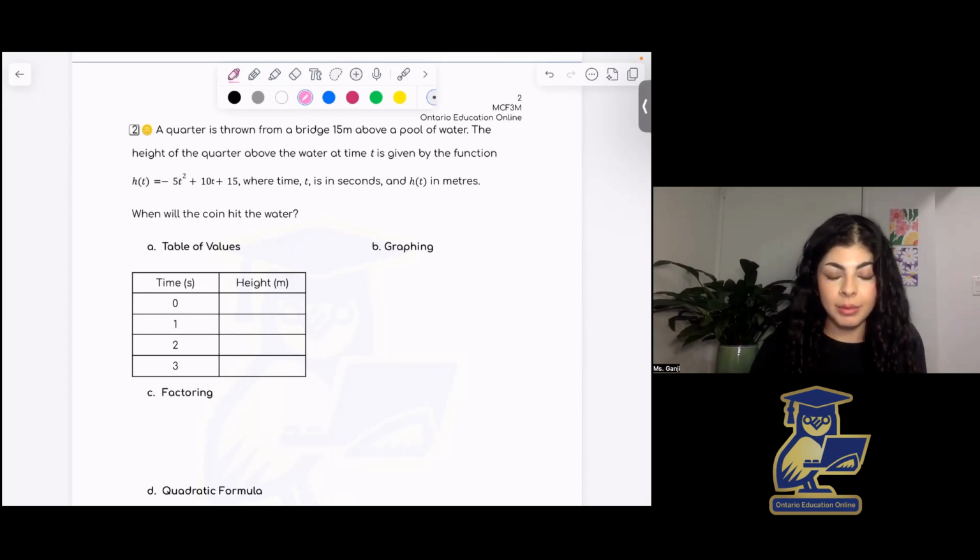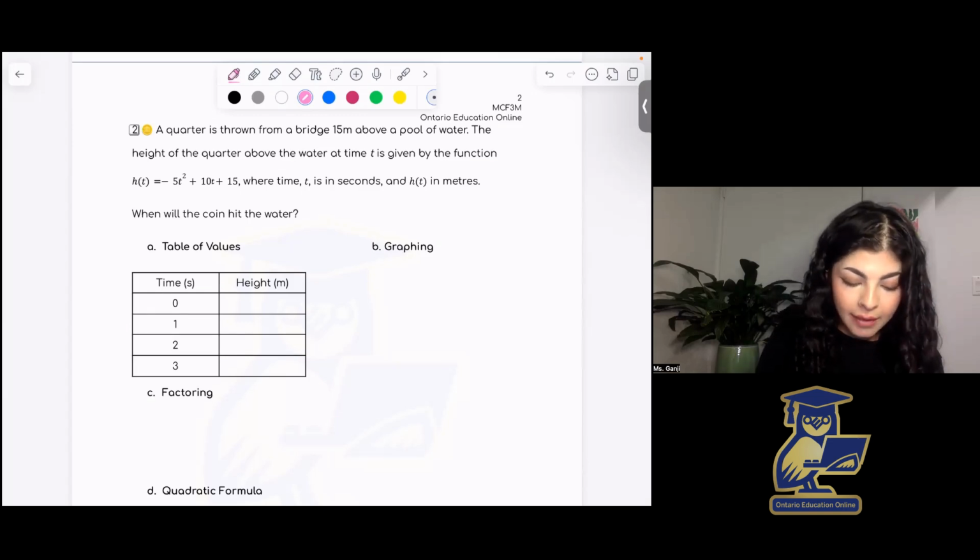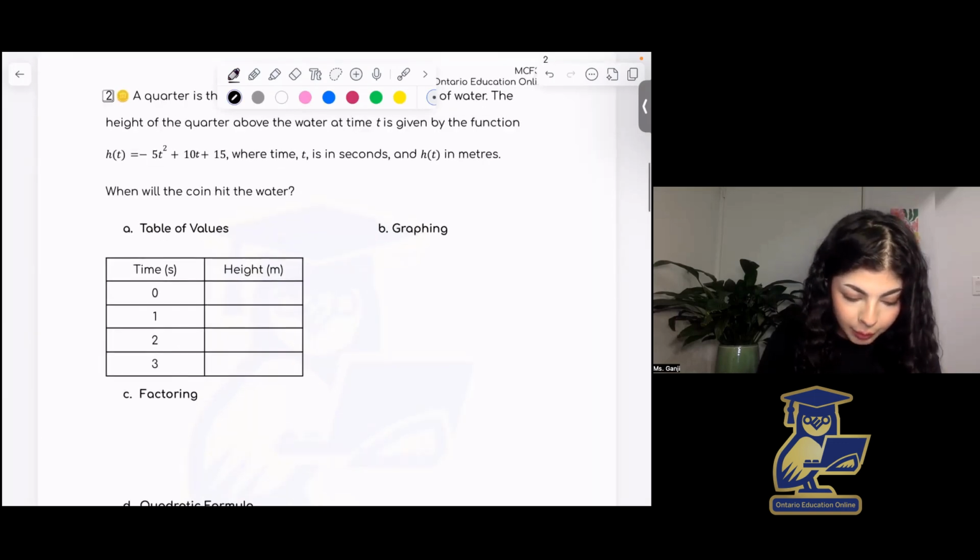So first I'm going to try a table of values. And I've already filled out the values that you need there, but we would get 15, 20, also 15, and then 0.